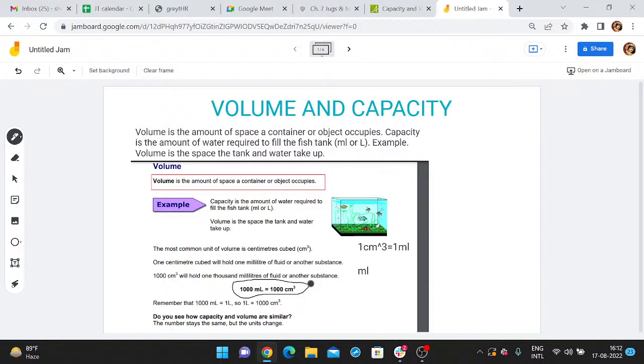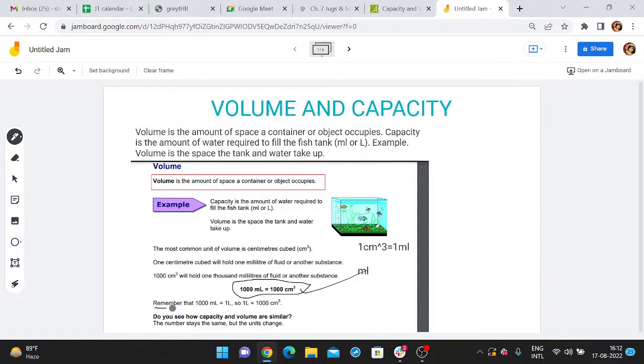Aur hum ye sab kyun padh rahe hain? Kyunki hamara volume hi in cheezon mein measure hota hai. Either you guys will see milliliters, which most of us usually see in our daily life, but a milliliter is actually a centimeter cube. Okay, so we need to remember this thing for always. Is basis pe hum apni calculations karenge.